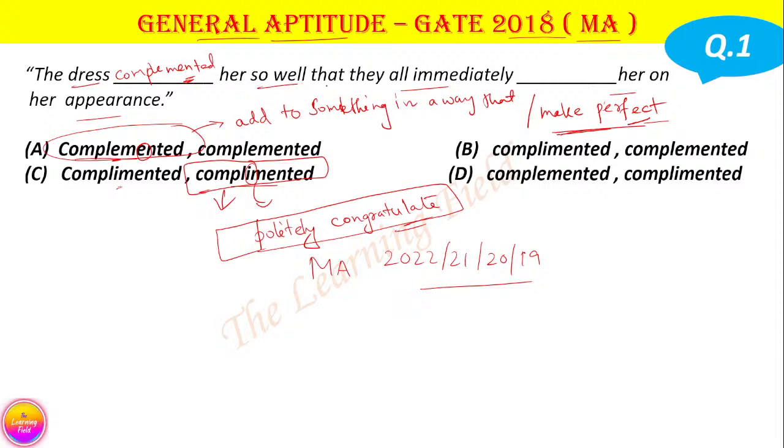So well that they all immediately complimented her, meaning they congratulated her. This means compliment with an I, complimented. So the correct answer is complemented with an E and complimented with an I, so D is the correct answer. Now we go to the next question.